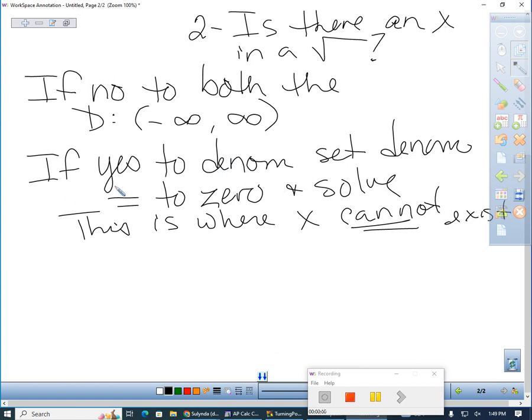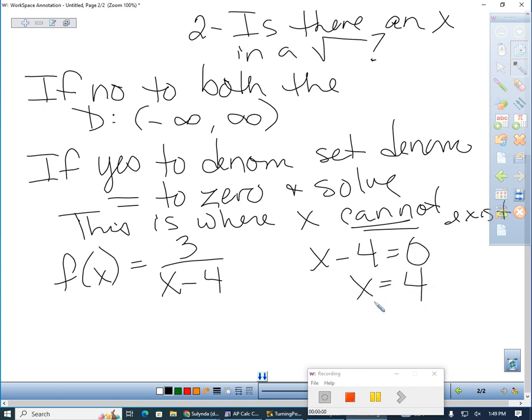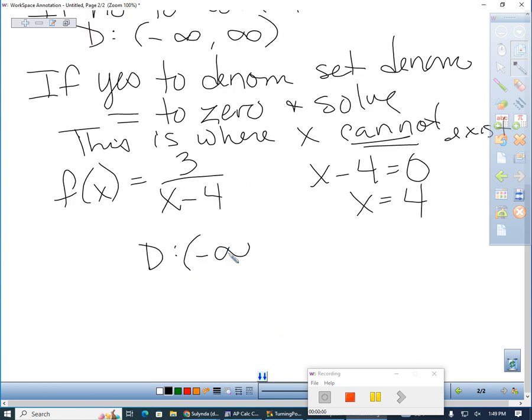If it's yes to the denominator, question number 1, then we're going to set the denominator equal to 0 and solve it. I was just going to show you, okay? All right, so let's say I have f of x equals 3 over x minus 4. There is an x in the denominator, right? So I would take my denominator, set it equal to 0, and solve it. I get x equals 4. That is the one place in my domain that the x cannot exist. So my domain would be negative infinity to 4, union 4 to infinity.